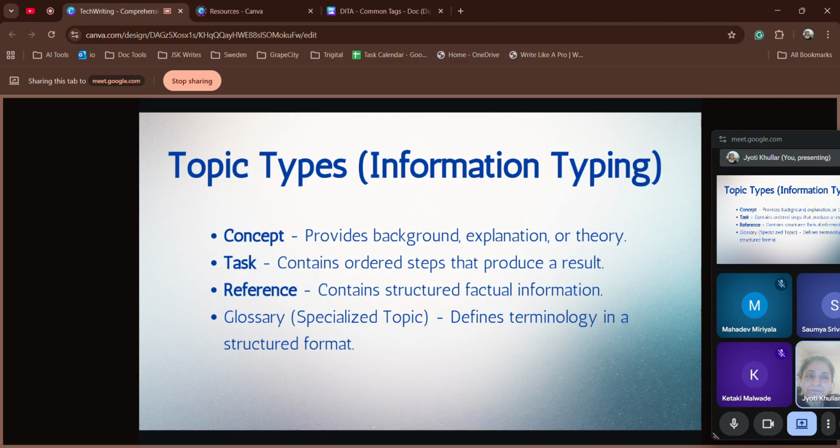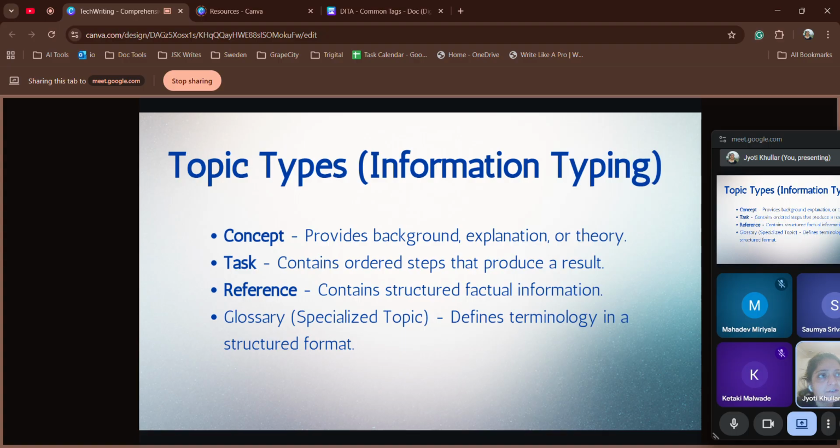Topic types. As I told you already, concept topics provide background, explanation or theory part to the user. Task, mainly how-tos, contains ordered steps that produce a result. There is an outcome to it. Okay, and you're helping user reach that outcome. Then there is reference. Reference topics contain structured factual information.